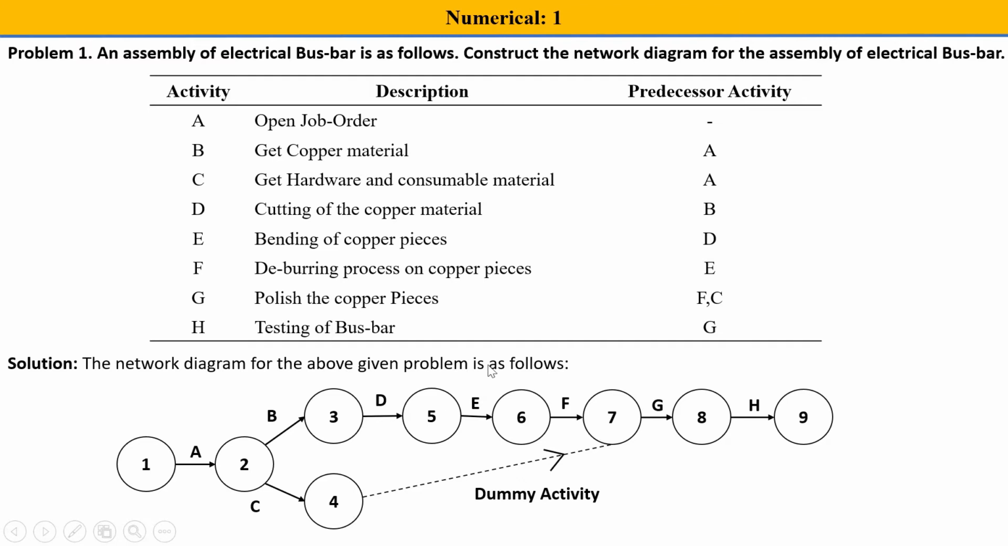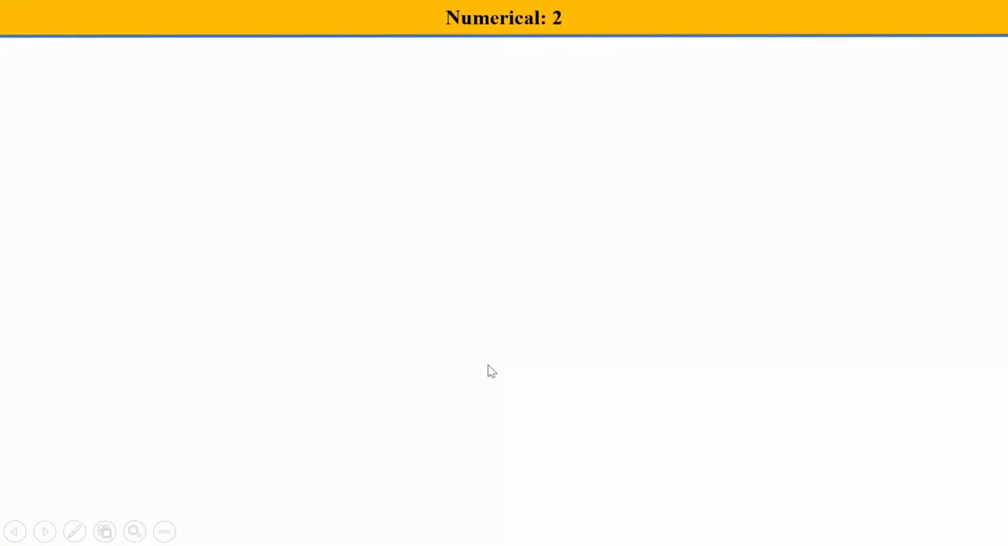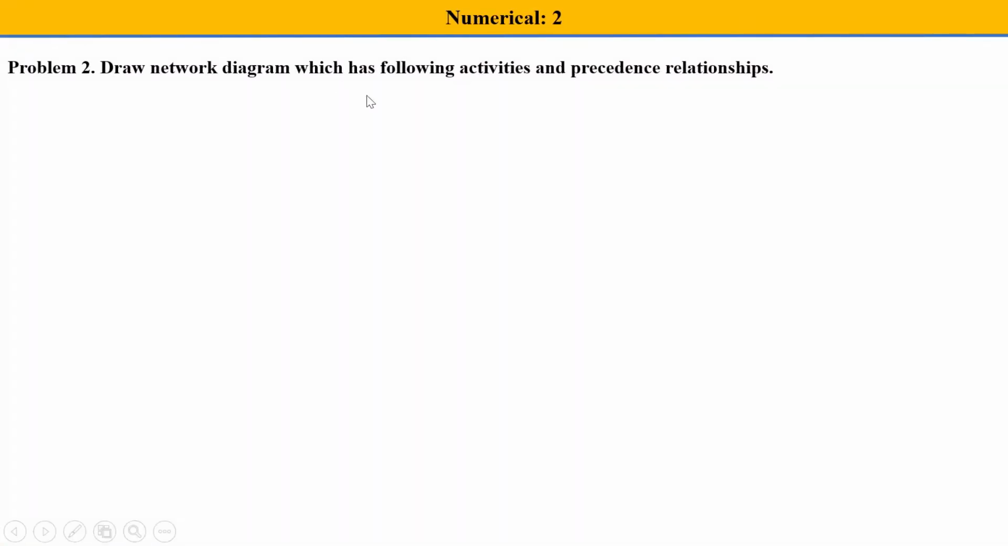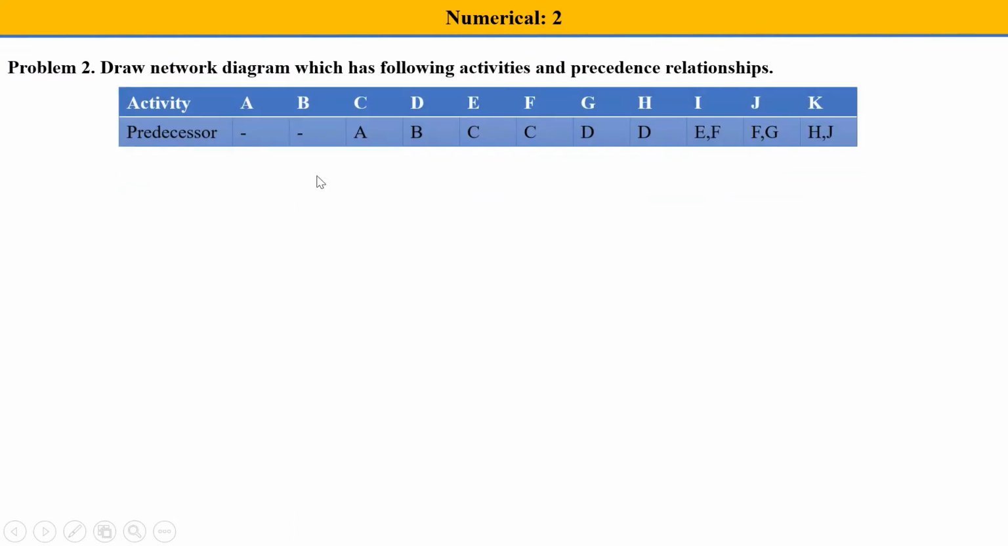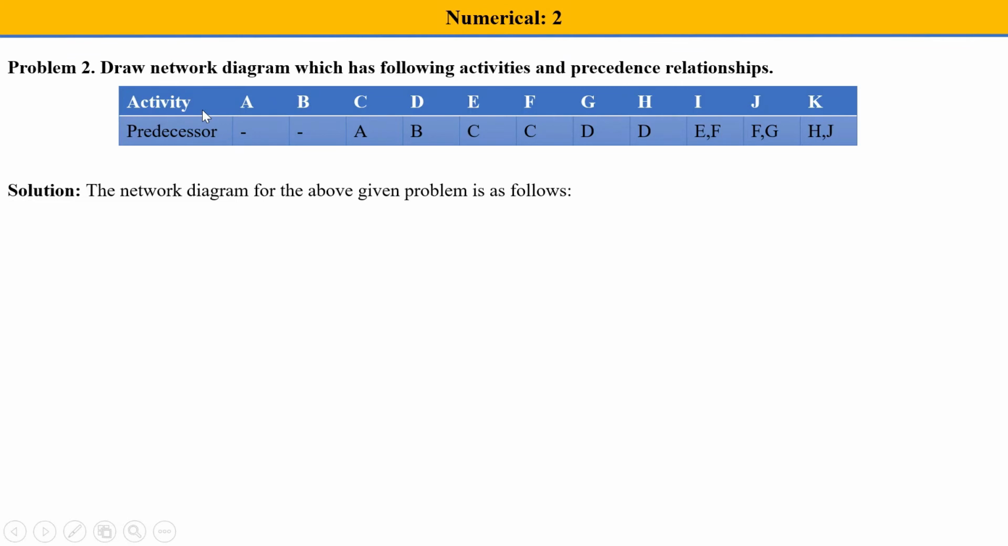Okay, now let's see the next numerical. Draw the network diagram which has the following activity and precedence relationship. Over here also your activity and predecessor are given. Like I say, the description doesn't matter. It's not necessary that a description is provided to you. So let's draw the network diagram for this problem.